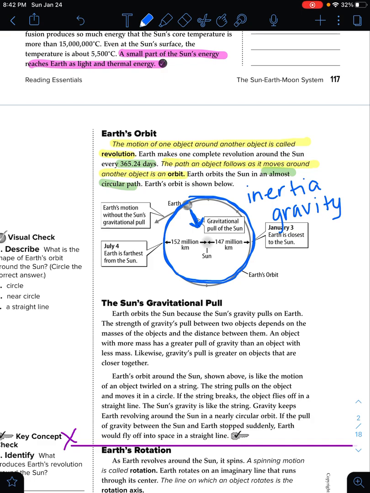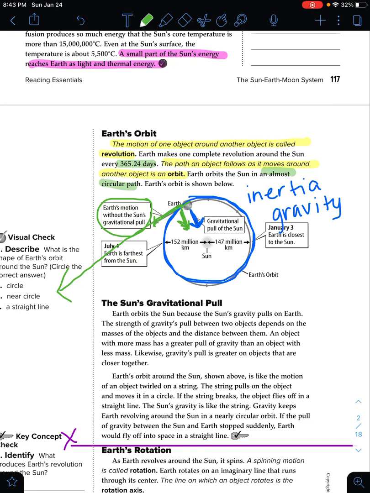All right, now if we didn't have inertia, we would just be pulled into that sun. So inertia keeps us wanting to move in a straight line, but at the same time we're being pulled towards the sun. So it keeps us in orbit. So Earth's motion without the sun's gravitational pull, like you see here, we would fling way off into space if we did not have that pull of the sun, the gravitational pull of the sun.